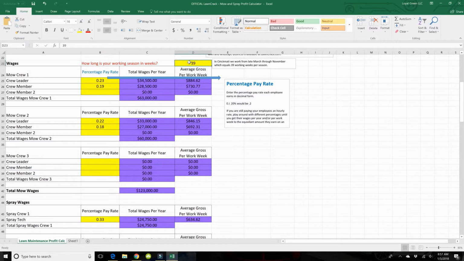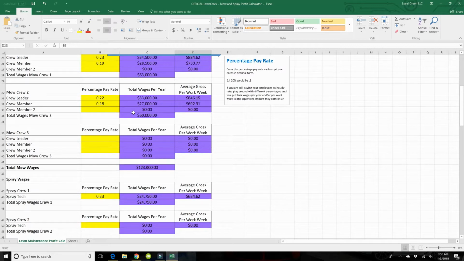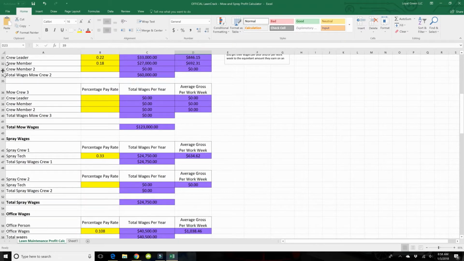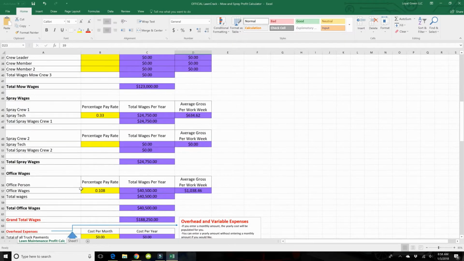Don't forget to fill this cell out right here. Yellow cells you fill out, purple cells are calculated for you based off of what you put in the yellow cells. And then we got wages, paying off for percentage pay. I already went over in another video how, if you're paying by the hour, you just need to find the percentage that equals the total wages you paid your guys, and you can work around that very easily. So it breaks down by crew: mow crew, spray crew, office.